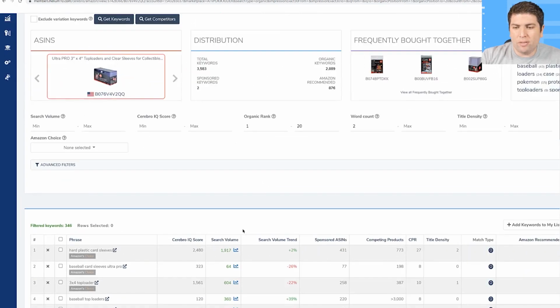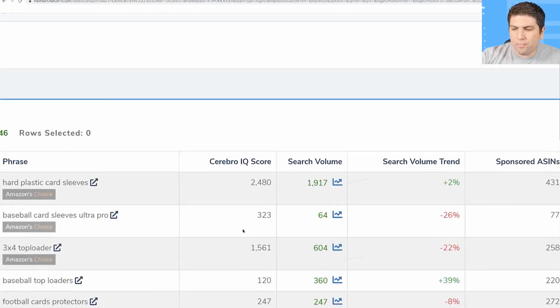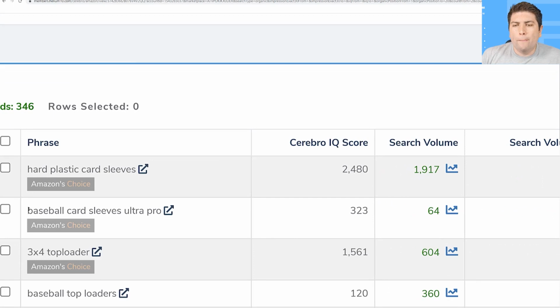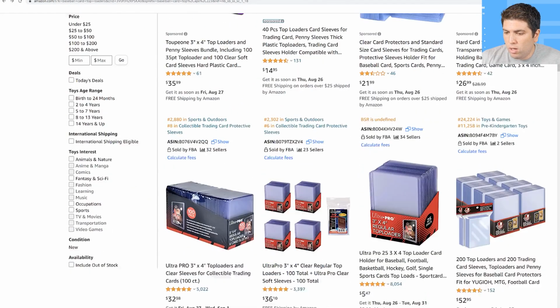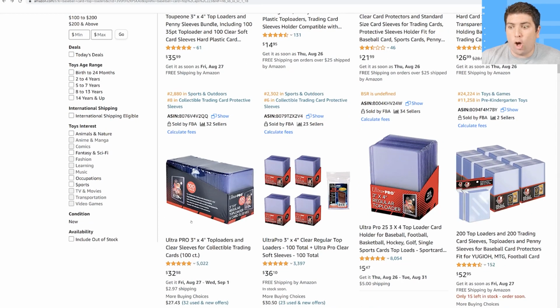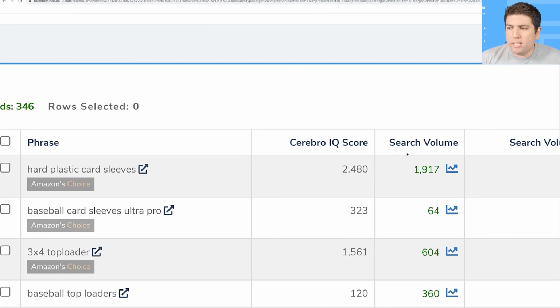346 keywords. Now, here's a question for you. Take a look here. Baseball card sleeves Ultra Pro. Is that a relevant keyword to this product? You better believe it. This product, if I'm not mistaken, was... Yeah, look at that. It's an Ultra Pro baseball card sleeve. But take a look here, search volume.